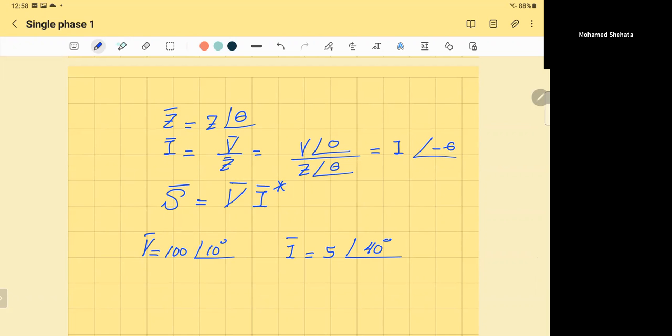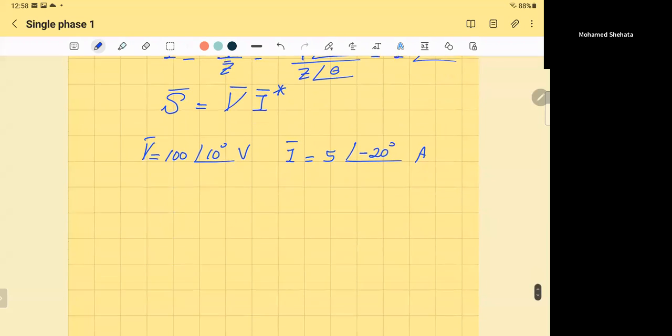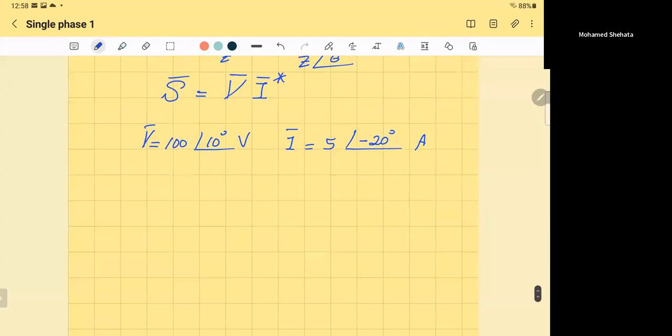Let me make it lag to explain it more. So I'll make the current at angle negative 20. So that's the voltage, that's the current phasor. Now I want to find the power. I want to find P, Q, and S. The best way to do it is using complex power. Complex power is S equal to V phasor times I phasor conjugate.